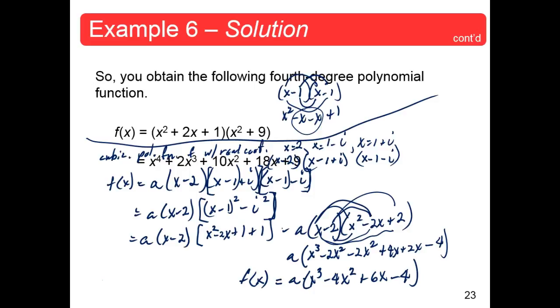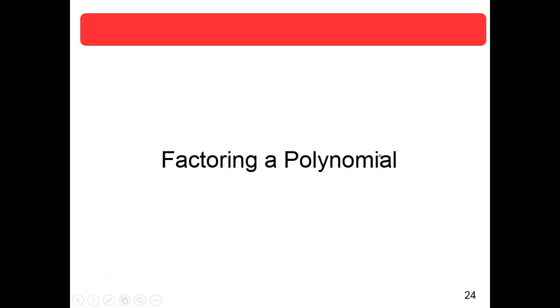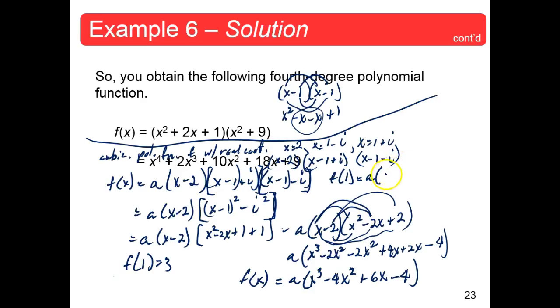Okay. Now, they also give you the fact that f of 1 is equal to 3. All right. So let's plug this in. I don't have much room. Let's do it here. f of 1 would be what? Okay. a times 1 cubed is? Goodness gracious, this thing is so messed up today. 1 cubed is 1, minus 4 times 1 squared is? 1 squared is 1, minus 4 times 1 is minus 4, right?